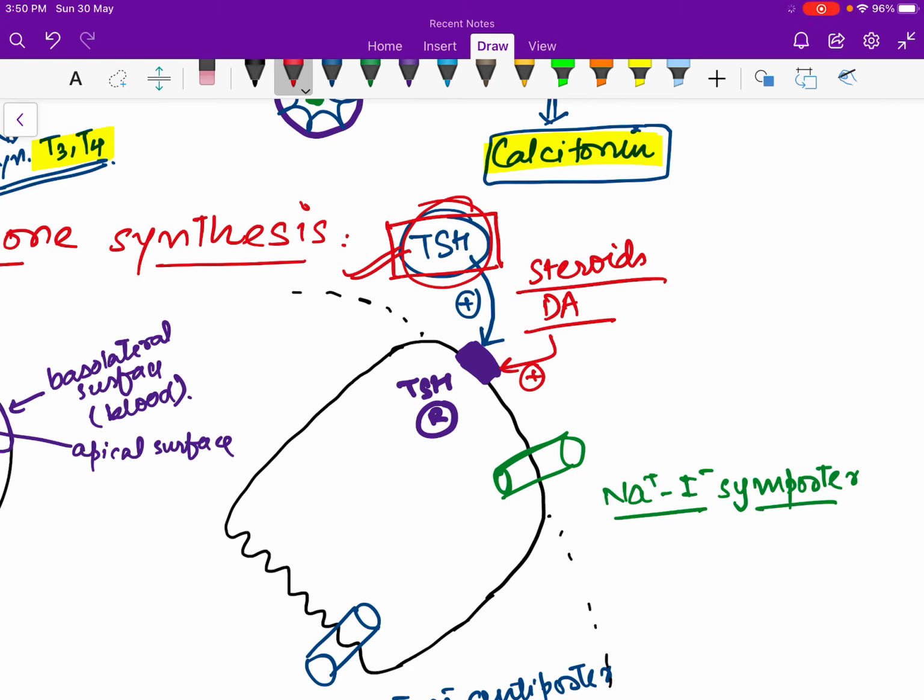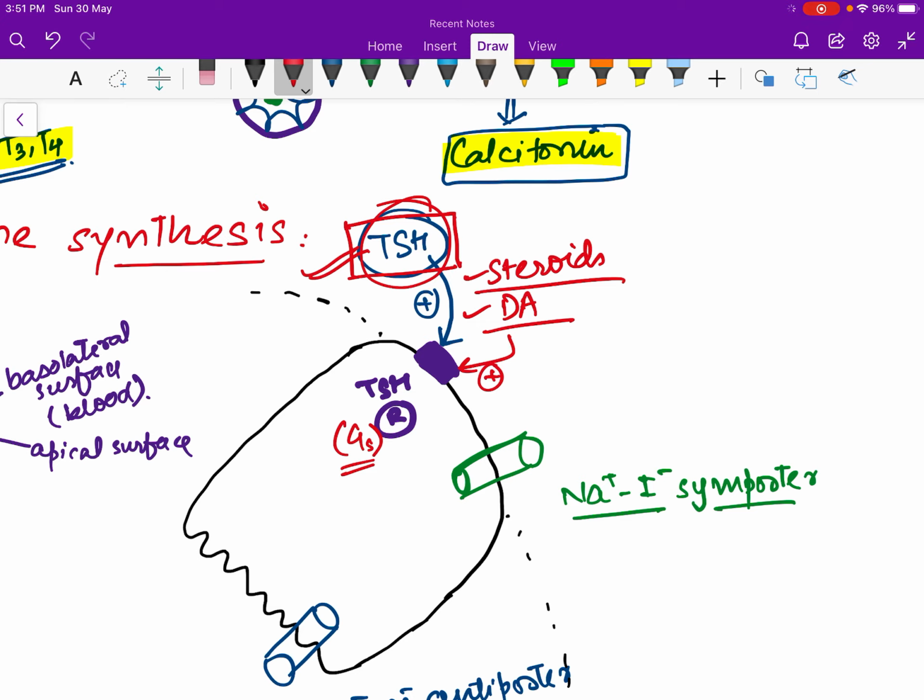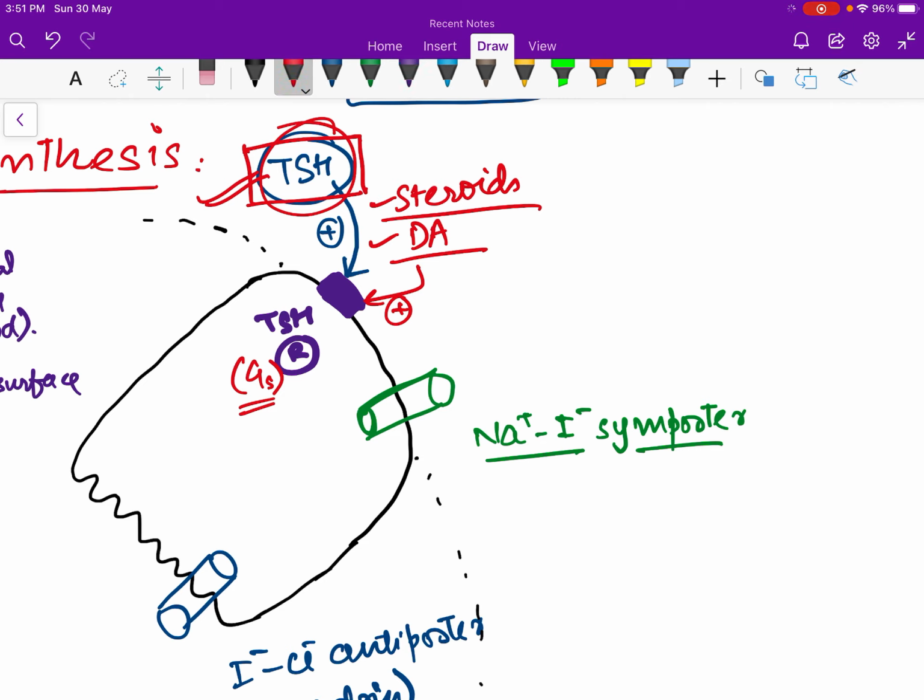We mainly focus on growth hormone deficiency and FSH-LH deficiency. They are not thyroid hormone deficiency, because these hormones can be synthesized without TSH as well. So steroids, dopamine, they can stimulate the same receptor. Now this is a stimulatory type of G protein coupled receptor. It will cause intracellular activation of certain proteins, so there will be an increase in cyclic AMP, and eventually there will be activation of a channel called the sodium iodide symporter, and this will start the main process of synthesis of thyroid hormone.